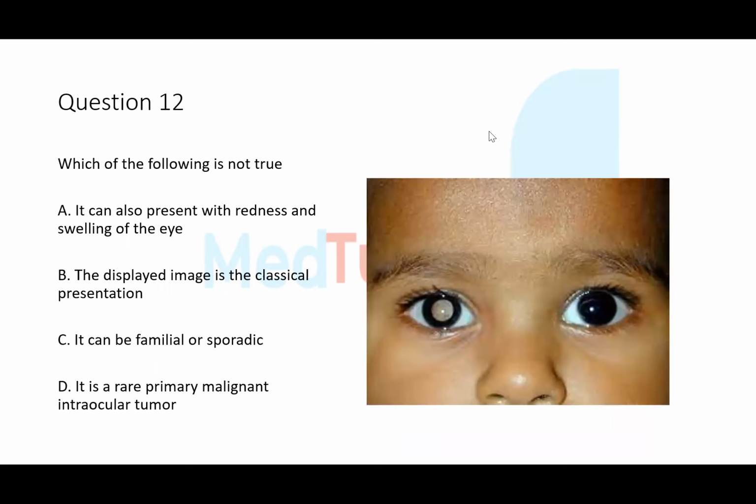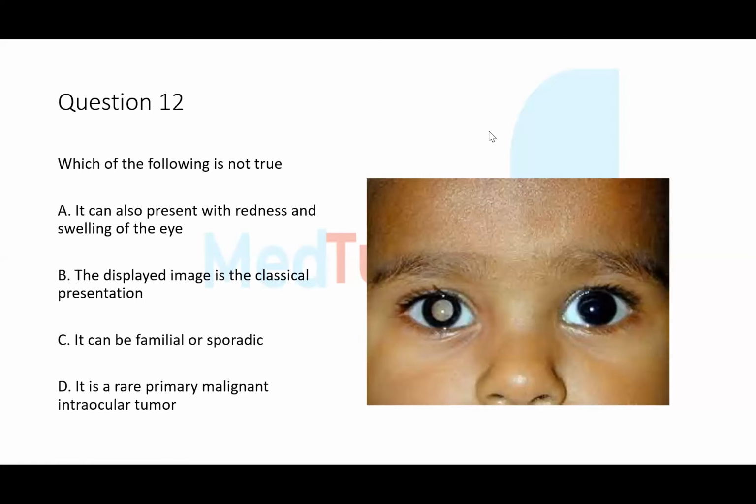So, which is not true? What they are showing us here is the cat-eye reflex. The question says which of the following is not true. It can also present with redness and swelling of the eyes. Yes, some of them could have redness and swelling of the eye when they are coming at an advanced stage. At an advanced stage, when there's proptosis and chemosis, when it has gone beyond the retina and has gone to involve the periorbital layer, extraocular muscles, and the likes.